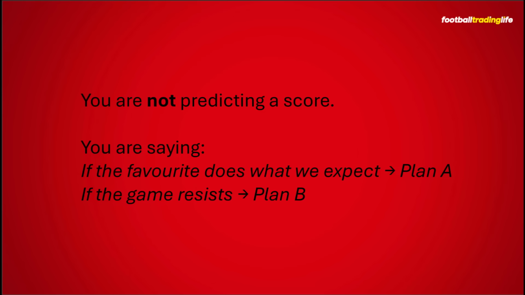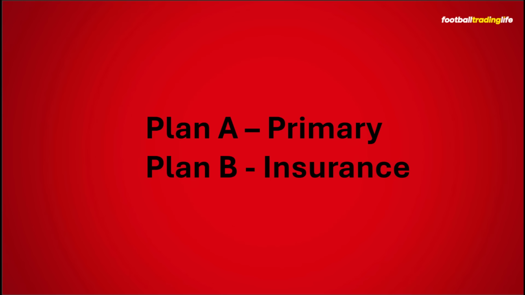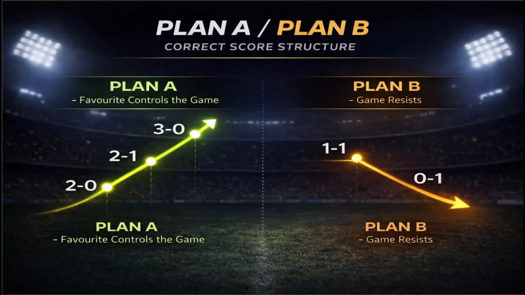And the best way of looking at it that many people will like, plan A is our primary plan, plan B is insurance. So with that in mind, our plan A and plan B, if we wanted to go in favour of, say, the home favourite, might start to look a little bit something like this. We might cover 2-0, 2-1 and 3-0 in favour of the favourite, and then also cover 1-1 and 0-1 as our plan B. This way we can look to profit if everything goes to plan, the favourite controls the game, and if they control the game, they're probably inevitably going to end up on these scores.